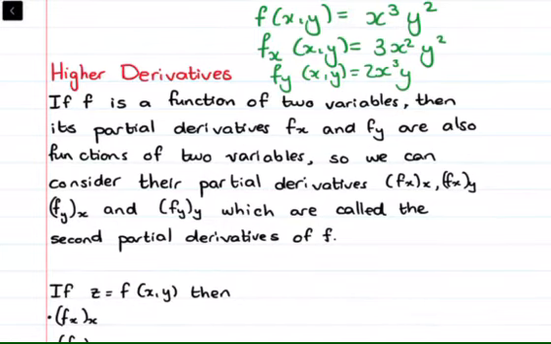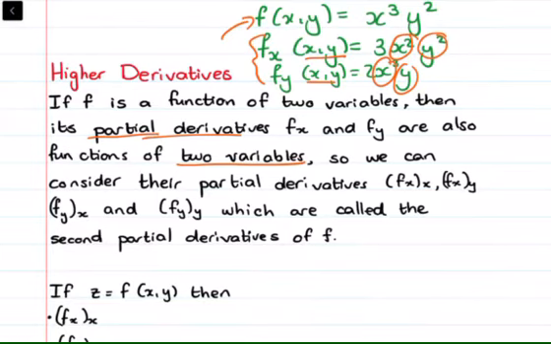So look at that. We say that if f is a function of two variables, then its partial derivatives, which are these two, are also functions of two variables. We see that even here that's the case. So it means that we can then consider their partial derivatives. Okay? And take note of how the partial derivatives look. So we have the partial derivative of fx, or rather the partial derivative of f with respect to x.